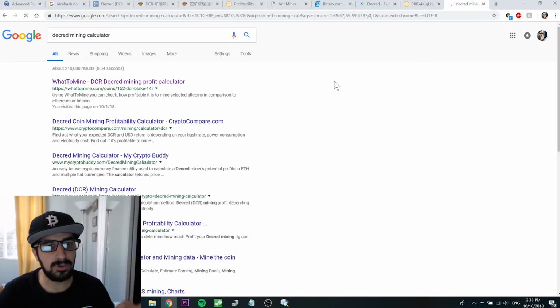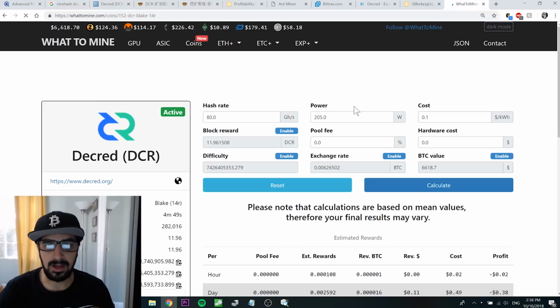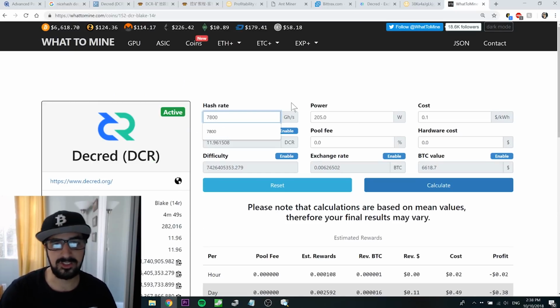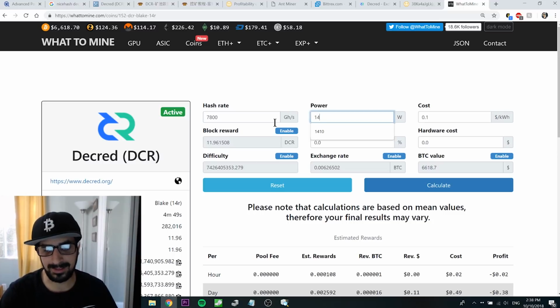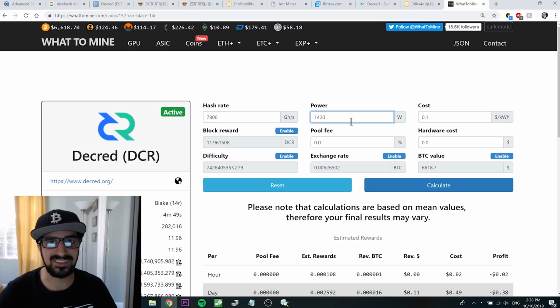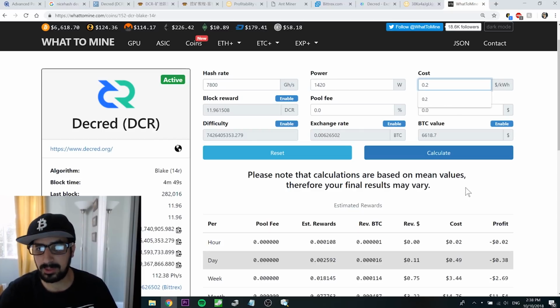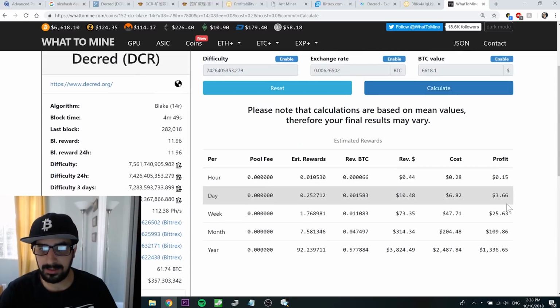I'm just gonna go ahead and Google Decred mining calculator. I'm gonna put in the numbers and see how much money we can make currently. Of course, this changes, and obviously difficulty always goes up. Thousands of people are gonna receive this DR3 right now. So let's calculate it. We are mining 7,800 gigahashes, or 7.8 terahashes. Our power is 1,420 watts. My cost is about 20 cents per kilowatt hour.